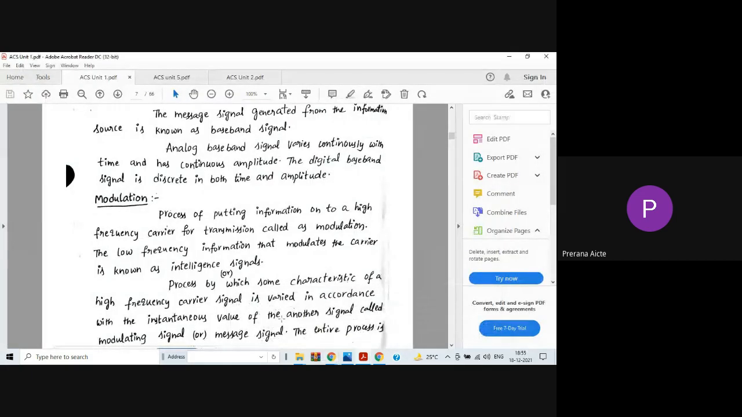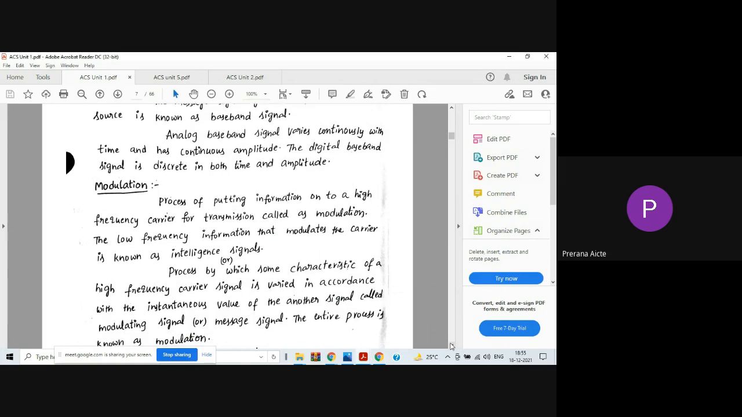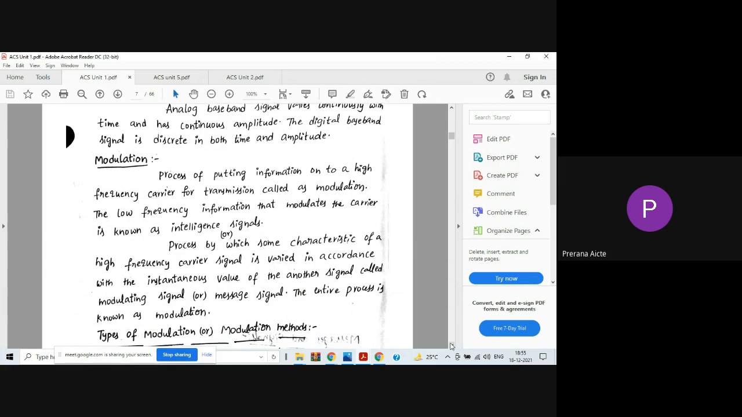Today, I am discussing analog pulse modulation techniques. Okay, my screen is visible to you. Today I am going to discuss the modulation techniques. First of all, we need to know what we mean by modulation. What do you mean by modulation?